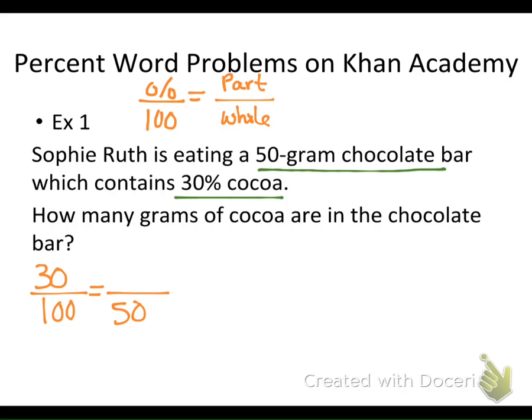So we're going to go ahead. I'm going to put the variable C for cocoa there. You can use X, you can use Y, you can use D, whatever you choose to use. Now that we have our proportion, cross multiply. So what's 30 times 50?